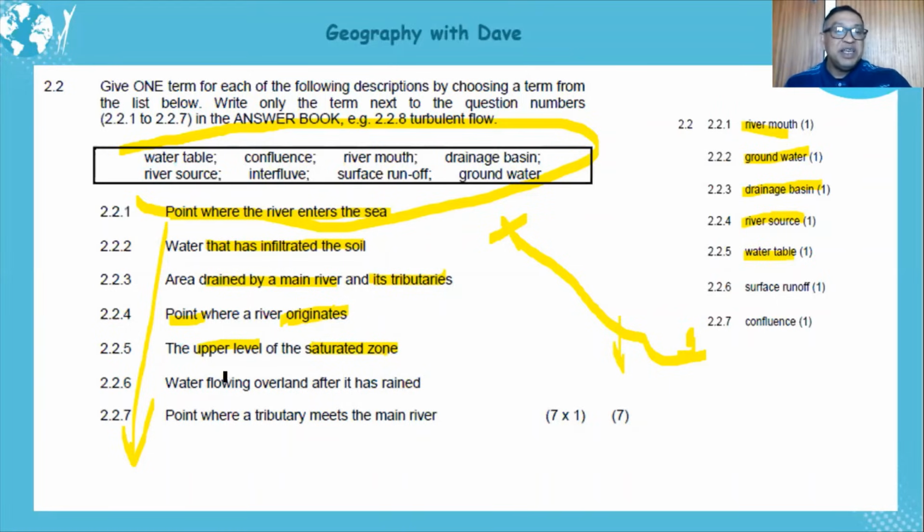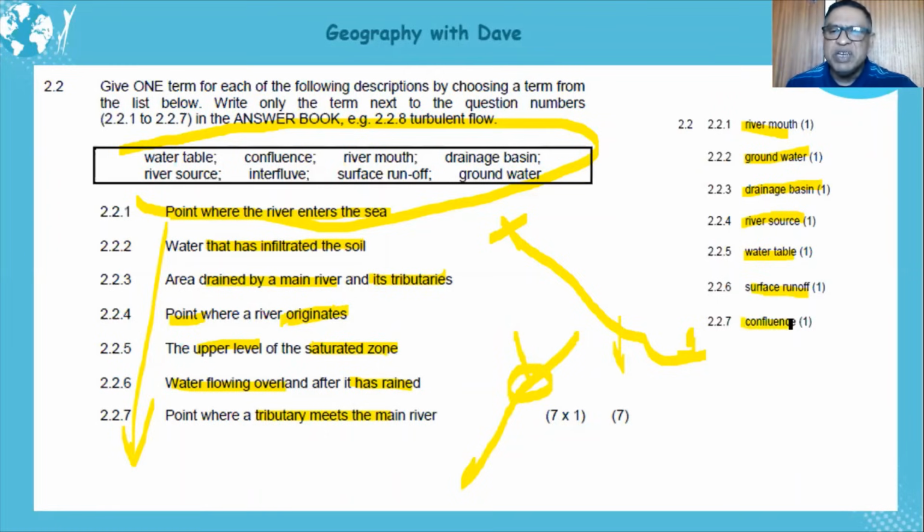Can you see? Water flowing over land after it has rained. You already worked it out. It's surface runoff, not run out. Point where tributaries meet the main river, as they meet like that, there's the main river and the tributary coming in. You know it's a confluence.